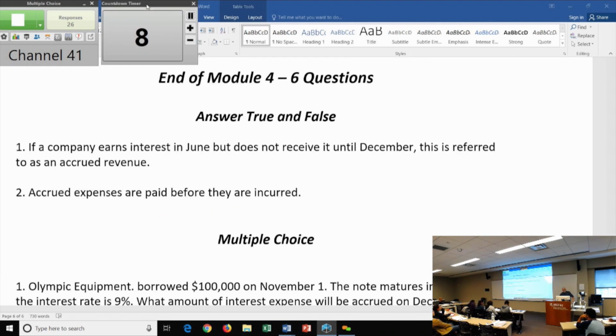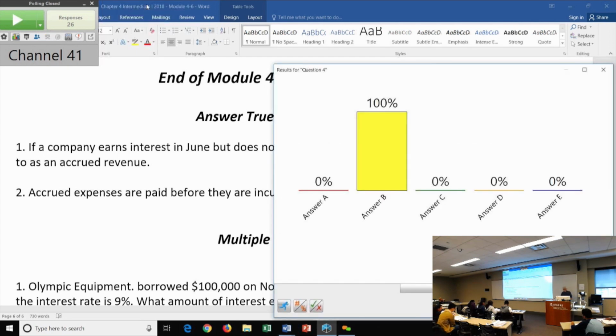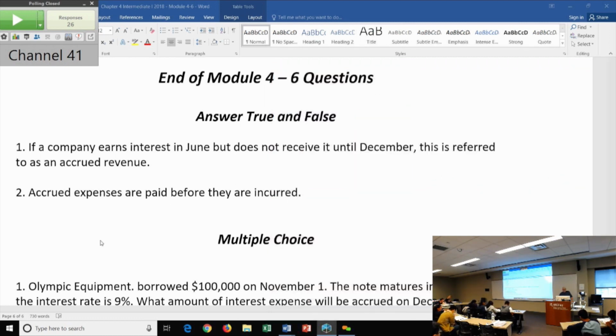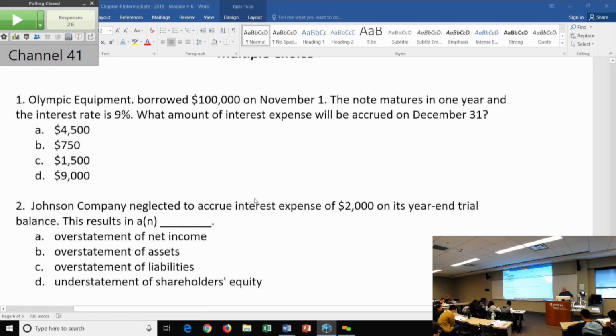The accrued expenses are paid after they're incurred. So that's clean. All right, so now let's do number one on the multiple choice. It's very similar to CPA exam questions, and I'm giving you the 2 minutes that they expect you to do them in. So this is on interest on a note. I'm going to bring that up to 2 minutes.